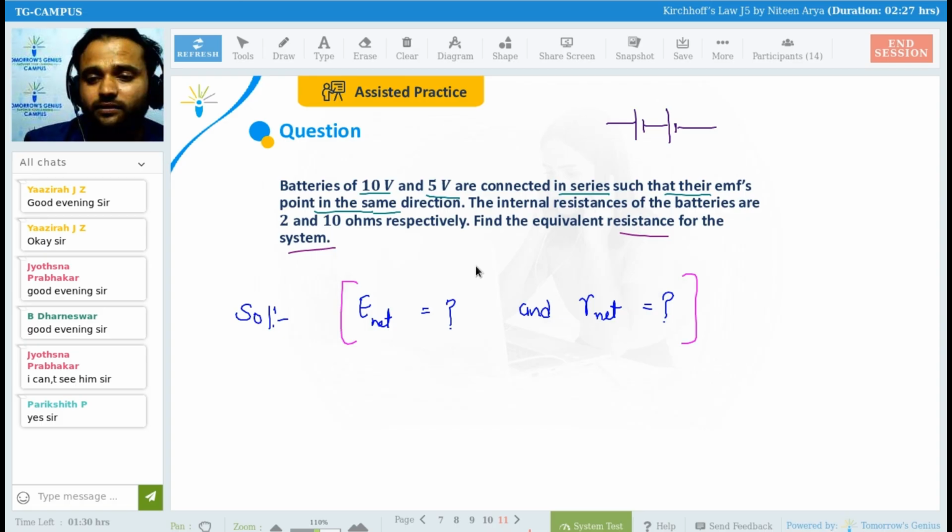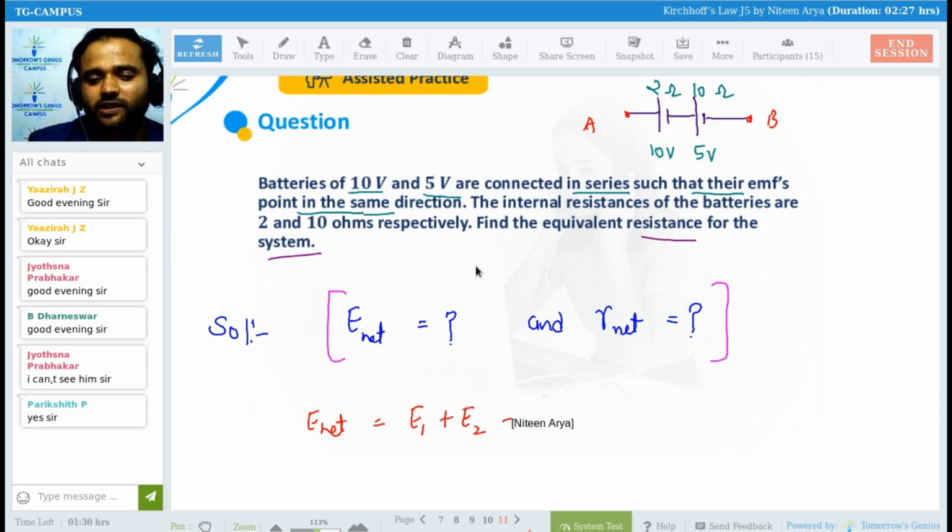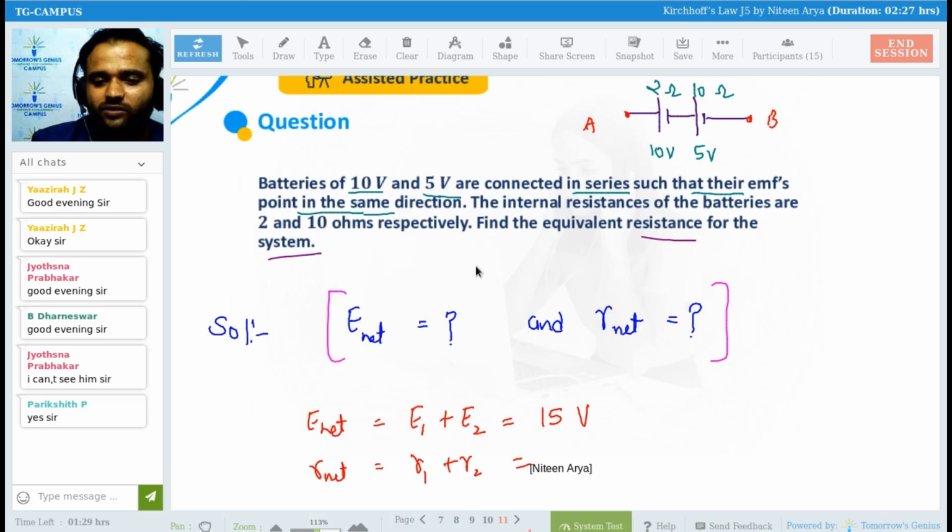Okay, so what I am doing here? This is 10 volt. This is 5 volt. This is 2 ohm, this is 10 ohm. This is the symbol of ohm. Now simply, in between A and B, when this is the condition, E net, we know this, is E1 plus E2, which is done within a fraction of a second because the calculation is not that tough. Then R net. So this particular question needs to be done within 15 seconds or less than that.